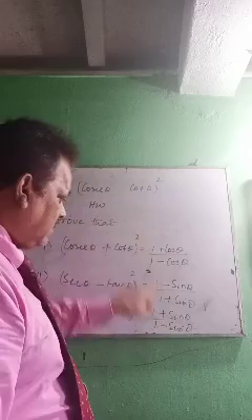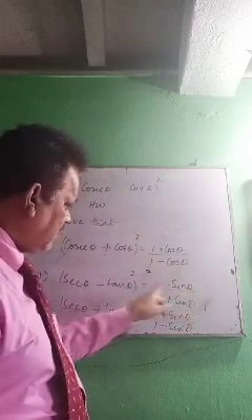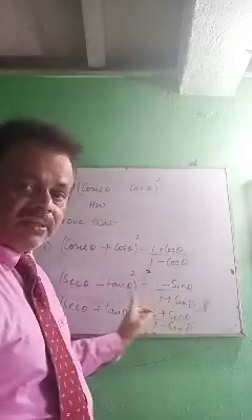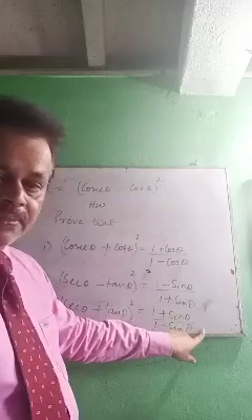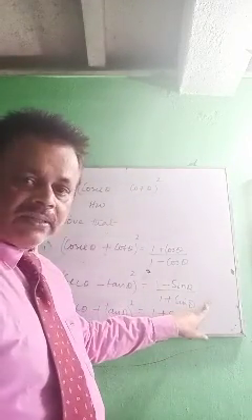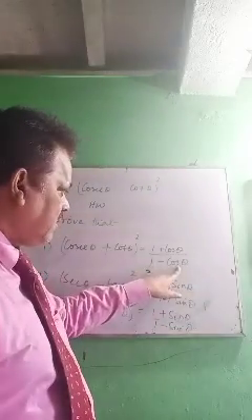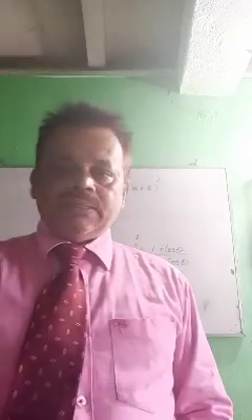Just like this question, same method, only multiply the conjugate, you will get this. Conjugate means if it is 1 minus sin theta, you have to multiply 1 plus sin theta. If it is 1 plus sin theta, you have to multiply 1 minus sin theta. If it is 1 minus cos theta, you have to multiply 1 plus cos theta. Okay, complete this, then new question tomorrow.